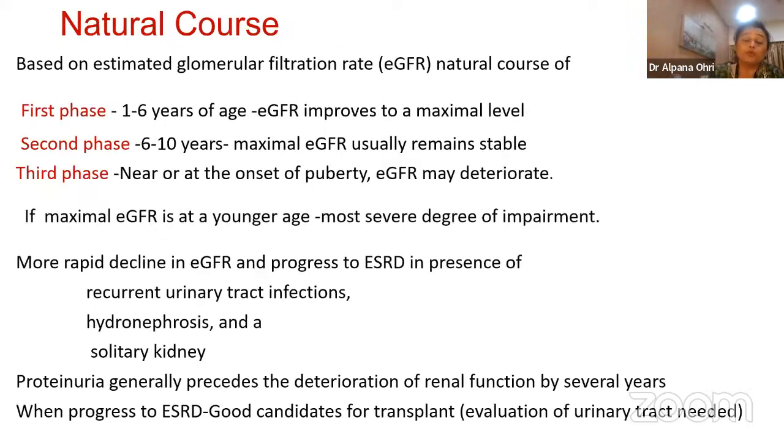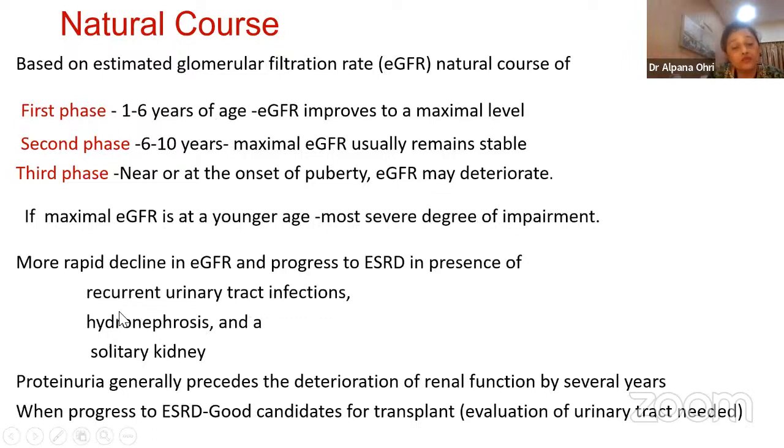The natural course of most of the cases of hypodysplasia is that there are three phases which are seen. In the first phase, which is from birth to about 6 years of age, eGFR usually improves. And in the second phase, which is from about 6 years to 10 years, the maximal eGFR which has been attained so far remains stable. And in the third phase, which is near puberty, eGFR may deteriorate. Now, this is just a generalization which clinicians may use. All of us will concur that not all situations are the same, but this is just a guideline.